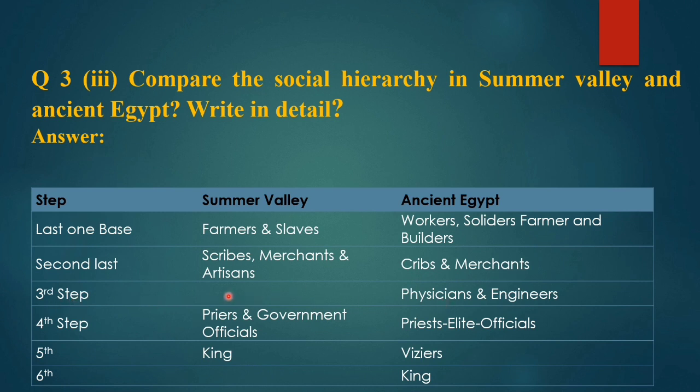Third step, nothing in Sumer, and physicians and engineers in Egypt. Fourth step, priests and government officers, priests and elite officers. Fifth, kings in Sumer, and in ancient Egypt there were wazirs, and lastly the kings. At the top there were kings. Are you getting the points?